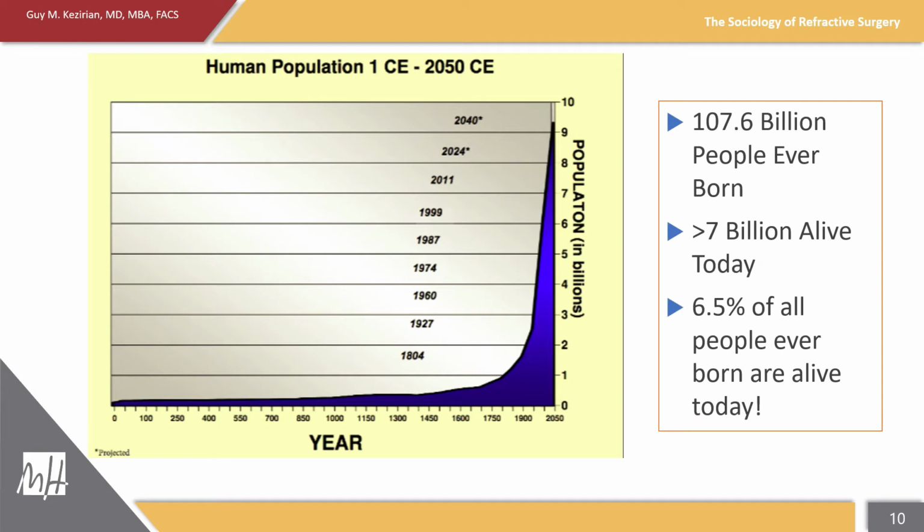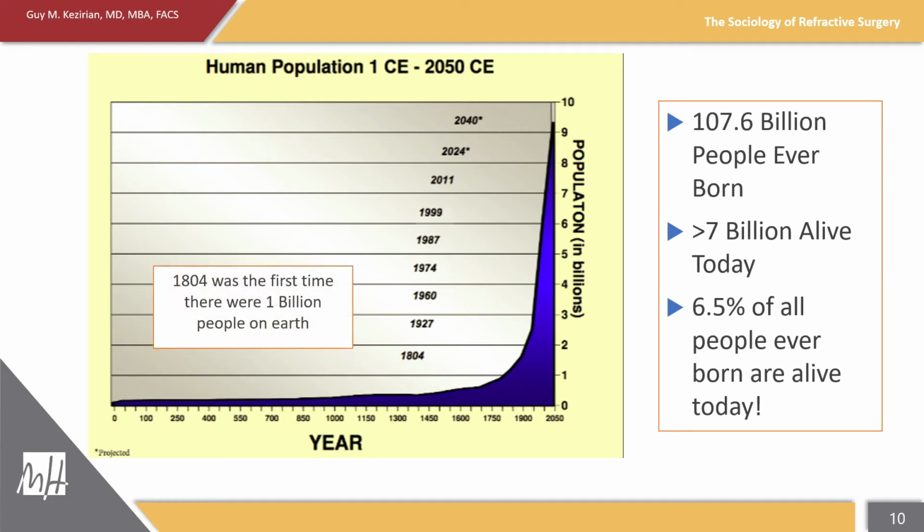The sociology of the world is fascinating. It wasn't until 1804 that there were 1 billion people on Earth, and today there are over 7 billion people alive. 107 billion people have been born throughout the history of humanity, which means that 6.5% of the people ever born are alive today. Unfortunately, the development of refractive surgeons and ophthalmologists has not kept up.